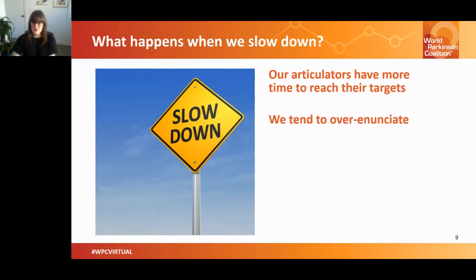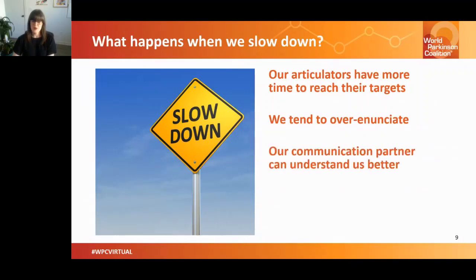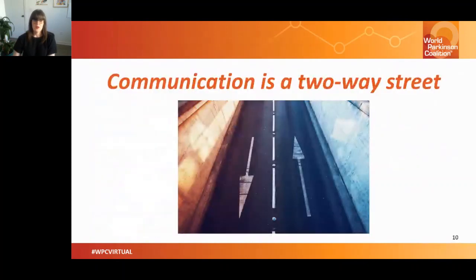Sometimes we tend to over-enunciate when we slow down, and this also results in our communication partner understanding us better, because if there are some articulatory errors in our speech, if we're going slower, it gives our communication partner more time to process the message. So just taking things slow can be beneficial, not just for the speech that we produce, but for our communication partner. And that leads me to my final point, that communication is a two-way street.